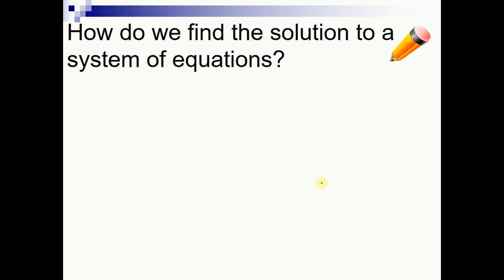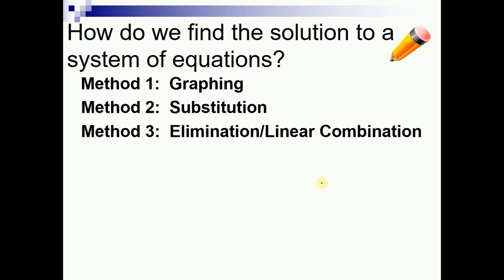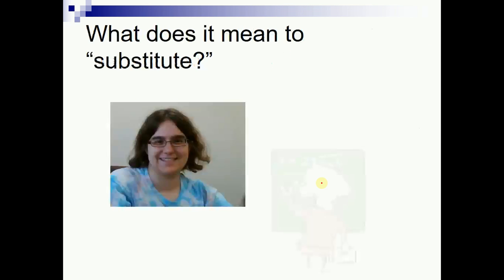So, what are the other methods? Method 1, graphing. We've seen that one. Method 2 is known as substitution. And then method 3 is elimination or linear combination. Both words work for that. We're first going to talk about, however, substitution. We're going to talk about how you use substitution to solve a system of equations.